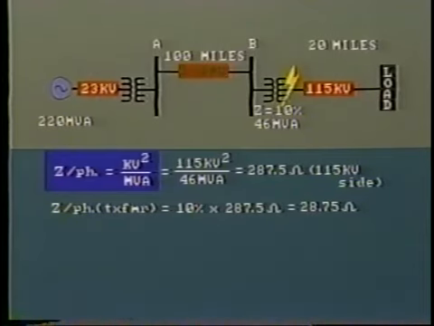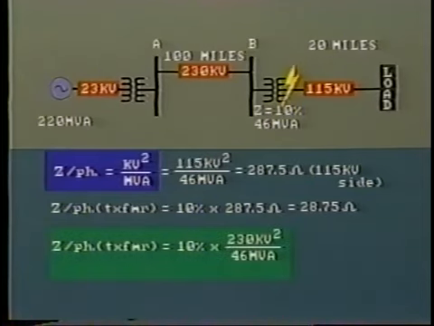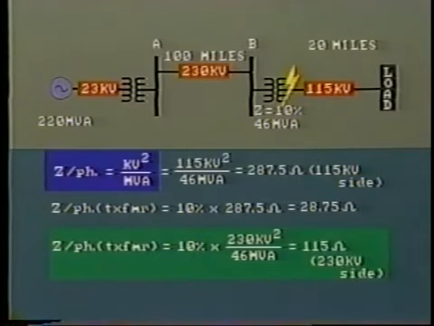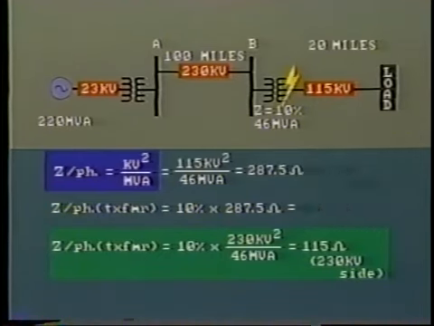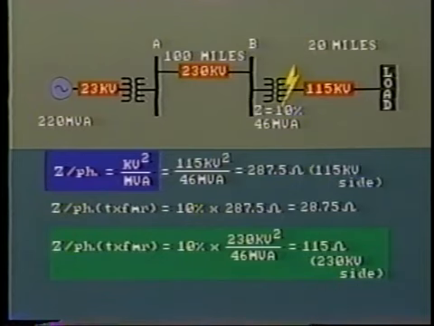But wait a minute, we may just as well have inserted the 230 kilovolt value for the transformer voltage instead of 115 kV. In this case, the ohmic impedance would come out to 230 kV squared divided by 46 MVA times 10% equals 115 ohms. This is an important conclusion. The ohmic impedance of the transformer is much lower when measured or seen from the low voltage side.